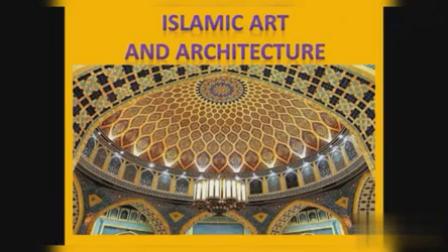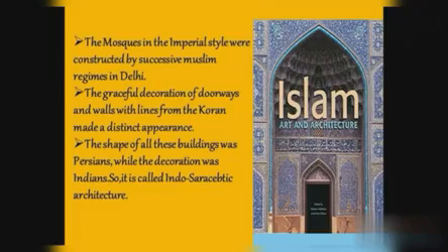Let's see Islamic art and architecture. The buildings of high-ranking Muslim nobles, soldiers and officials were built first in cities and the neighborhoods around them. The mosques in the imperial style were constructed by successive Muslim regimes in Delhi. The buildings looked architecturally different. The graceful decoration of doorways and walls with lines from the Quran made a distinct appearance. The shape of all these buildings was Persian, while the decoration was Indian, so it is called Indo-Saracenic architecture.